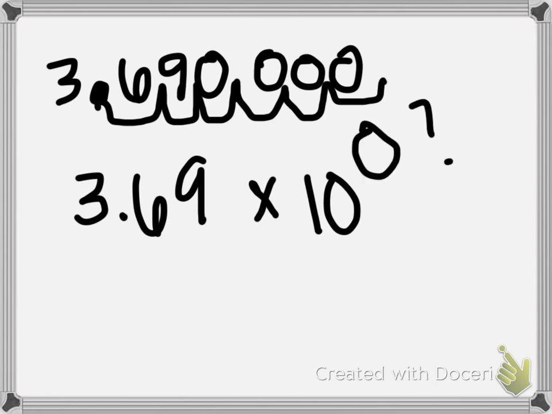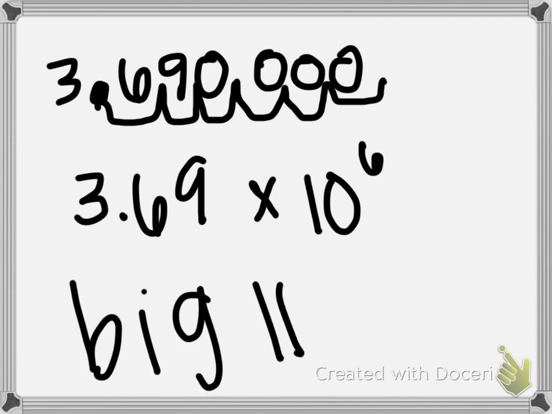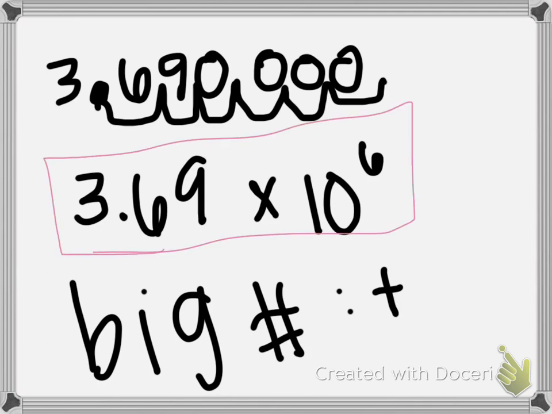What's going to be our exponent, you ask? Well, however many times you move the decimal, that's your exponent. So we moved this one 6 times. This started out as a big number, so our exponent will be positive. Note, big number means positive exponent, okay? So there is converting large numbers into scientific notation. If you were to put this into your calculator, 3.69 times 10 to the 6th, you would end up with that. That's how you can check your answer for this, okay?